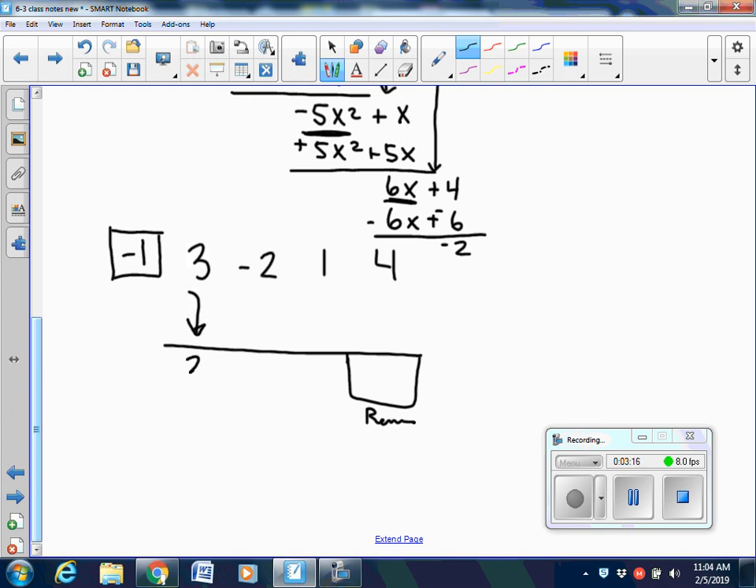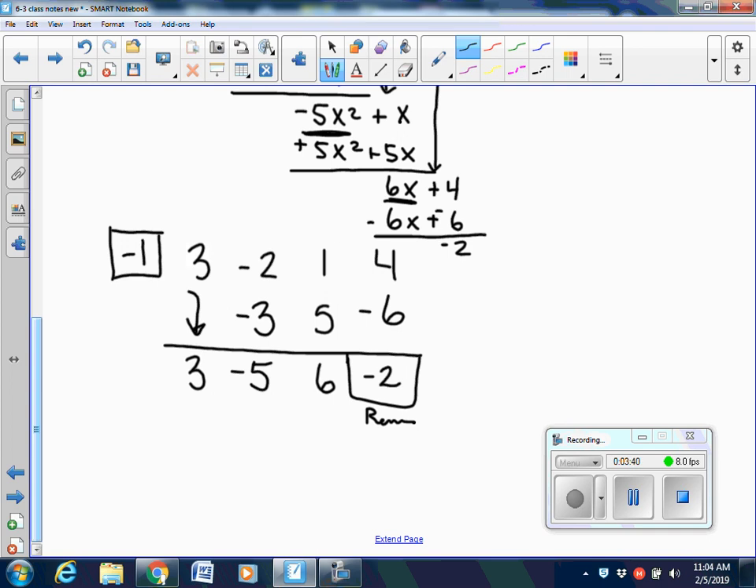Bring down your 3. 3 times a negative 1 is a negative 3. Add it up. It makes a negative 5. Negative 5 times a negative 1 is a positive 5. Add it up, makes 6. 6 times a negative 1 is a negative 6, with the remainder of a negative 2. You get the same answer.